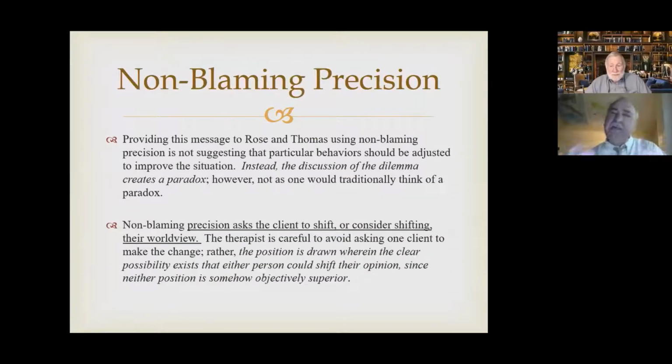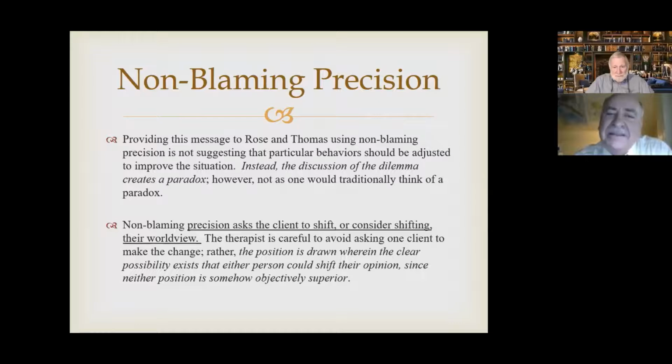So by doing this, it's using non-blaming precision. What it's saying to them is, you guys are stuck in this dilemma, and we completely understand that it's a real dilemma and that there's not one easy answer here, that both of your arguments can be made. We can understand both of your positions as being, in a sense, correct, that neither position rises up as being the absolutely correct position.